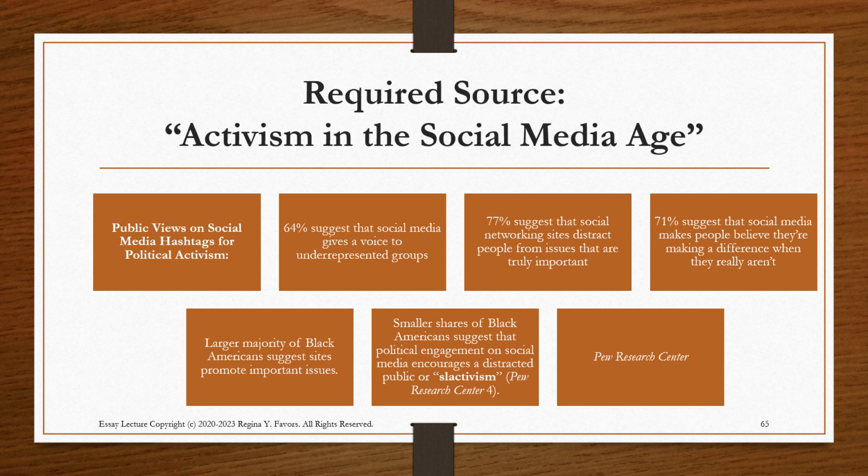Smaller shares of Black Americans suggest that political engagement on social media encourages a distracted public or slacktivism, which we will discuss. But I think that fourth box here, 71% suggests that social media makes people believe they're making a difference when they really aren't, is something that you should consider. And then consider it in connection to the slacktivism reference here, because the person who goes out and marches and protests on foot could easily be perceived as someone who thinks he or she is making a difference when he or she is not making a difference, right?